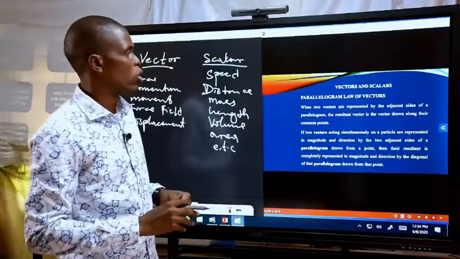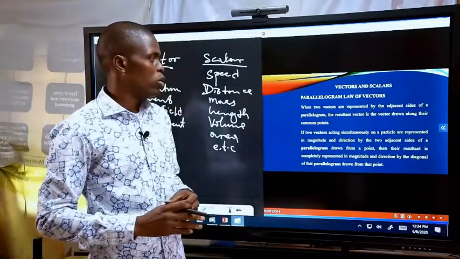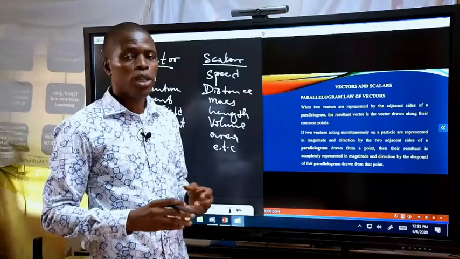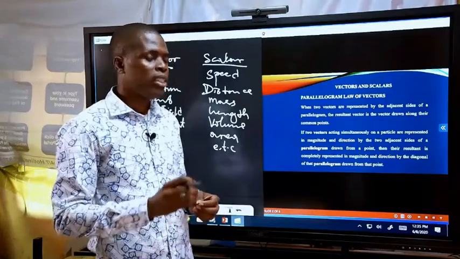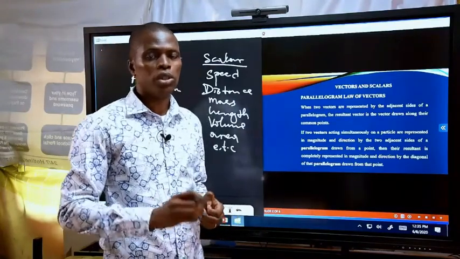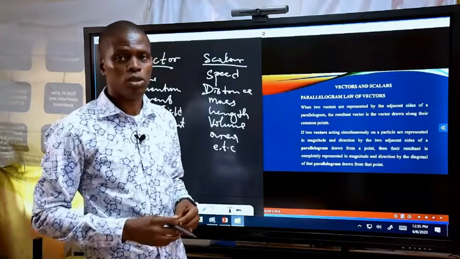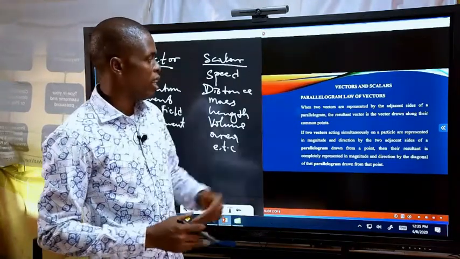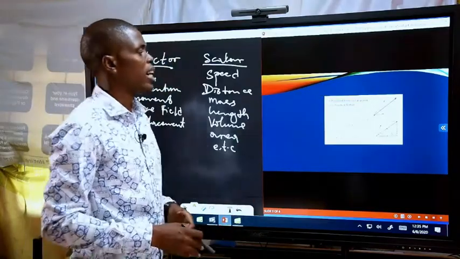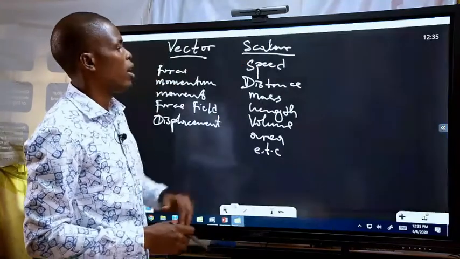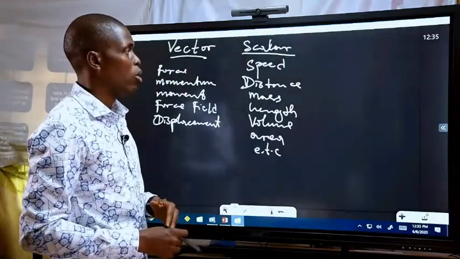So, moving on to what we call the parallelogram law of vectors. The parallelogram law of vectors states that when two vectors or forces are represented by the adjacent sides of a parallelogram, the resultant force is a single force which is drawn along their common point in magnitude and direction. We can have it there on the slide. So we can consider this diagram and how to determine the resultant using the parallelogram law of vectors.